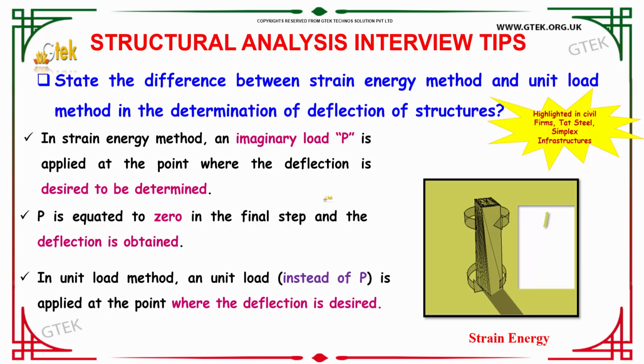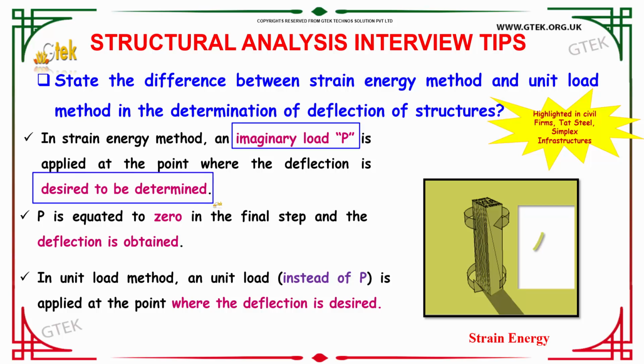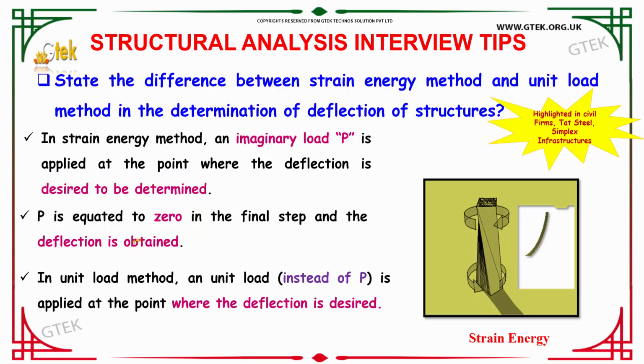Moving on to our next question, we have to state the difference between strain energy method and unit load method in the determination of deflection of structures. In strain energy method, an imaginary load, say P, is applied to the point where the deflection is desired to be determined. P is equated to 0 in the final step and the deflection is obtained.